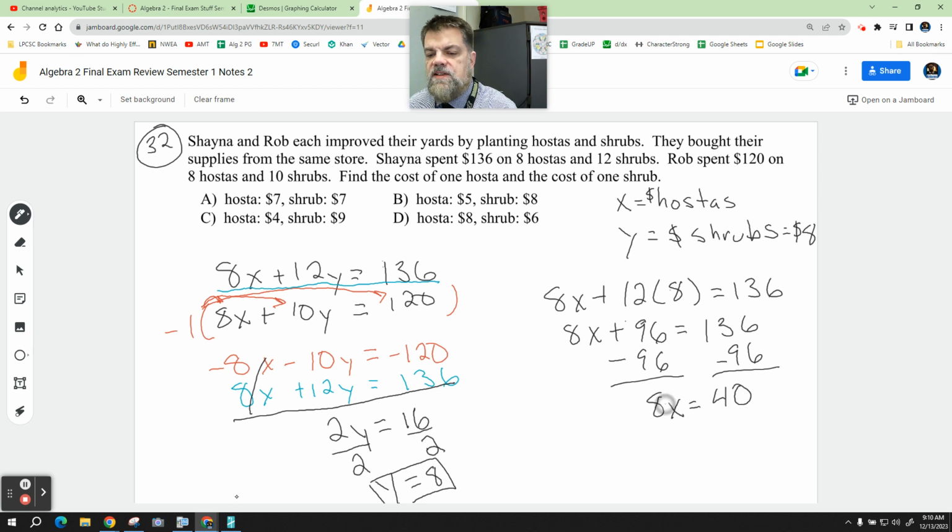So 8x is the same as 8 times x. To move the 8 away from the x, I do the opposite of times, which is divide. Whatever I do on one side of the equation, I have to do to the other. 8 divided by 8 is 1. 1 times x is x. And that's equal to 40 divided by 8, which is 5. So the hostas are $5 each. 5 and 8 should be B.